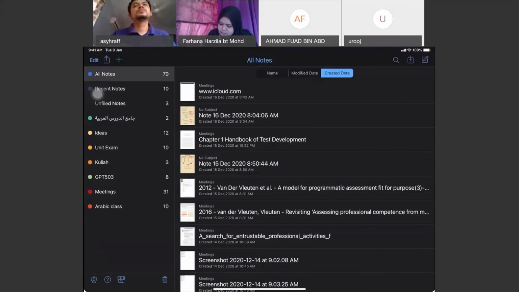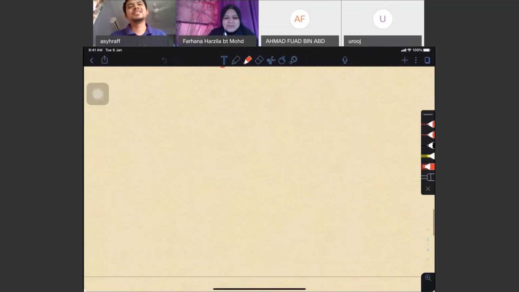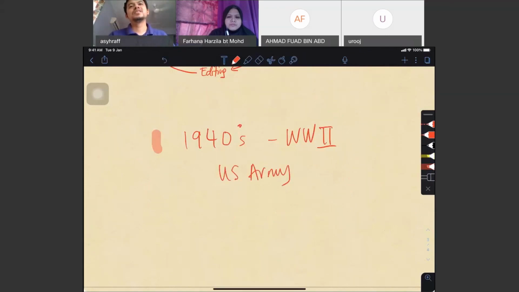Any other things? When did item analysis start? Is it already a long thing or a new thing? Interesting question. When I read the history, it started around the 1940s, rather interestingly during World War II. At that time the US Army wanted to get more people into the army because of the war.